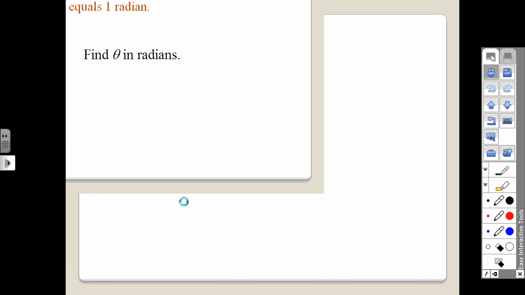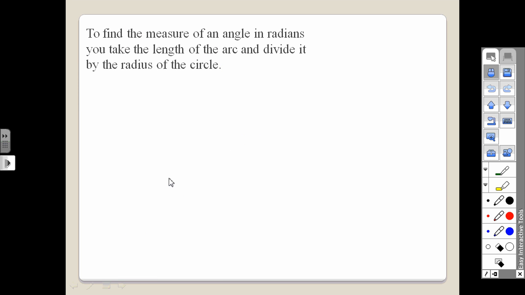So let's talk about a formula to figure out the measure of an angle in radians. What you would do, just like we did before, is you take the length of your arc and you divide it by the radius of your circle. So here's what that would look like. Theta would equal S over R, and S represents the length of your arc.